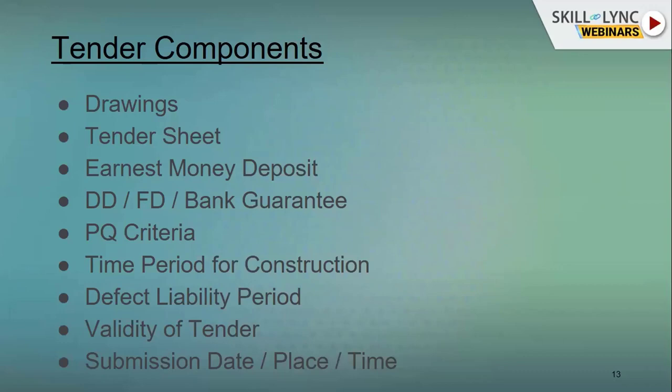PQ criteria is nothing but the qualification criteria for the executor to quote for the tender. For example, I am targeting my foundation work, so I will not take a quote from an interior contractor. For example, if I am having a G plus 40 tower, my qualification criteria starts with that the executor should have a minimum of 20 to 30 years of experience in RCC.